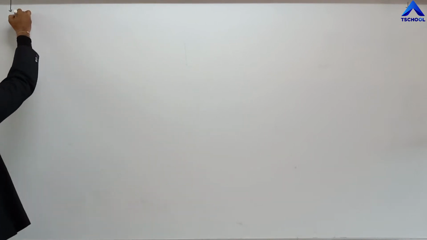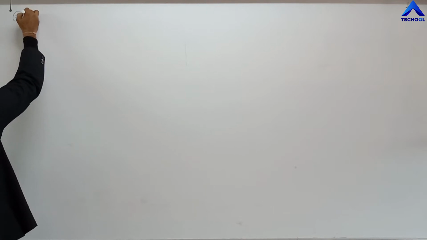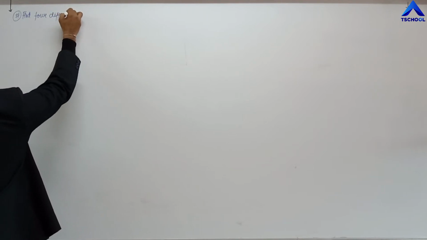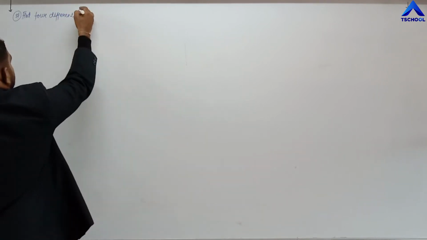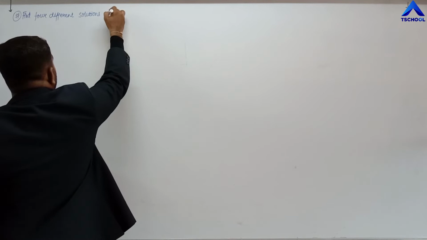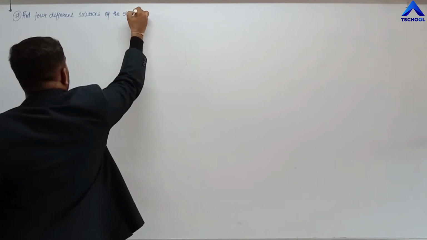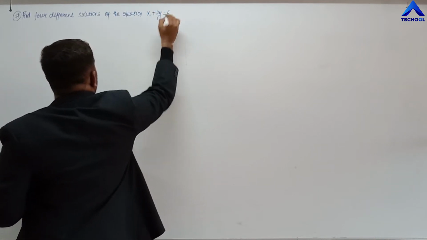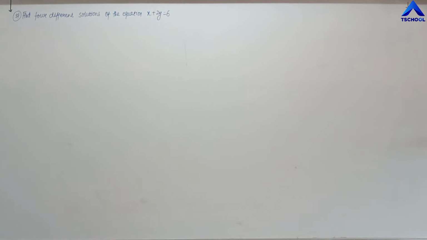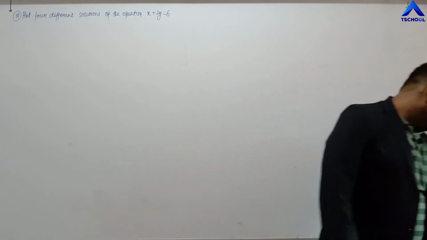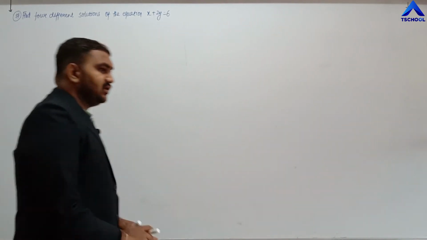The question is, find four different solutions of the equation x plus 2y is equal to 6. So here, friends, the question is x plus 2y is equal to 6 and I need to find four different solutions of this.